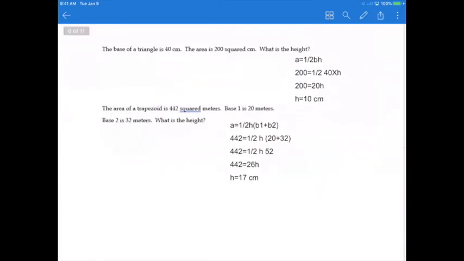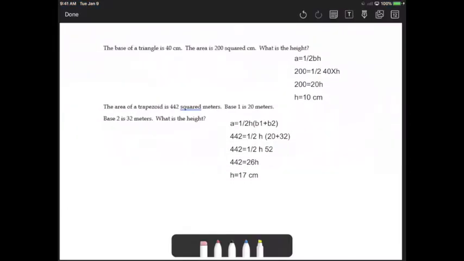Okay, so for this, it says the base of the triangle is 40, and I'm just going to draw a triangle. And then it says the area is 200. So we need to figure out the height here. So to figure that out, we fill in what we know. So our formula is area equals 1/2 base times height. So area is 200, half, the base is 40 times the height. I took half of 40, which is 20. So it's 20h. So divide by 20, and I get 10. So the height is 10 centimeters.